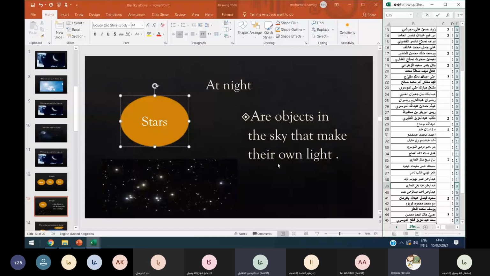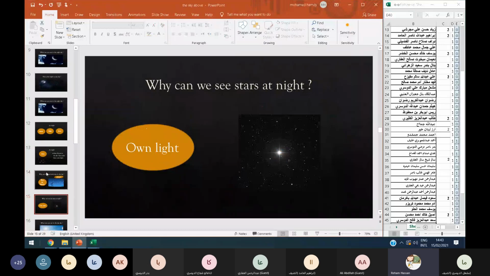All right. So if we look at the sky, we can see the light from the stars. Can you see it? Yes, they can make their own light, okay? So these are the stars. Stars are objects in the sky that make their own light.